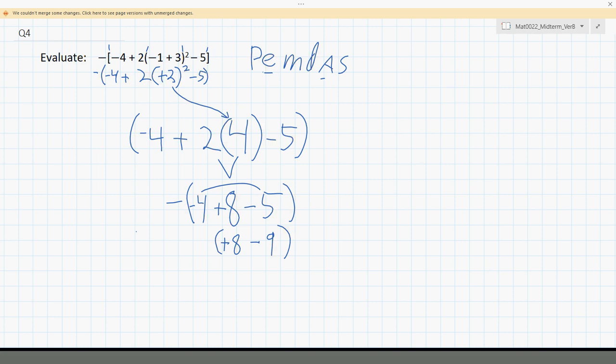That, folks. We're going to try this one more time. So this became a negative 1. We're going to put that in the parentheses, have a negative on the outside, and that equals 1, and it is positive.